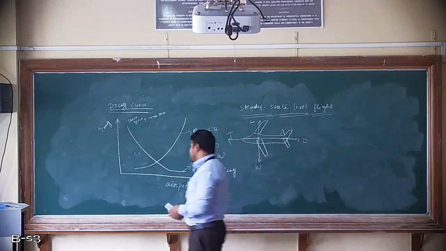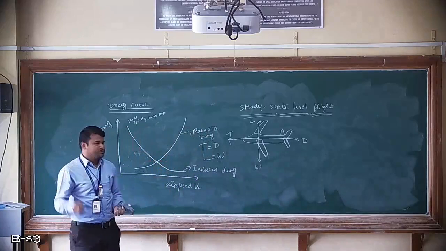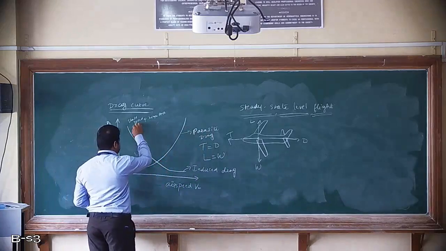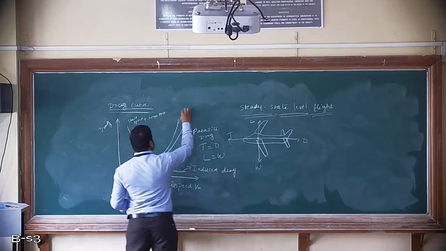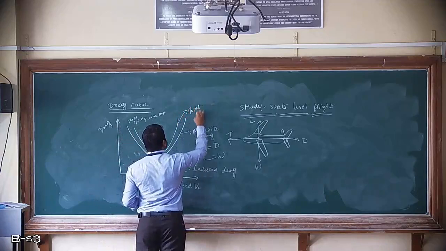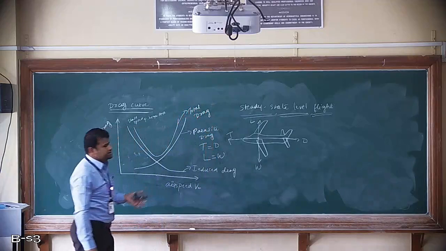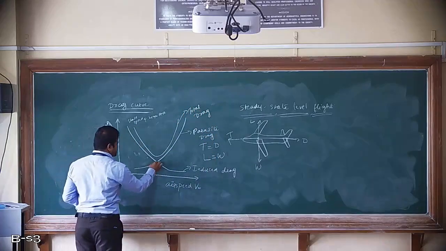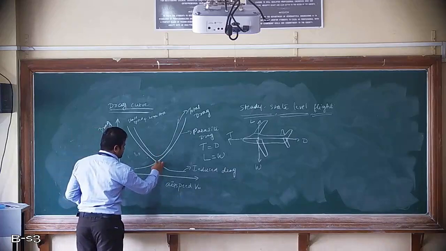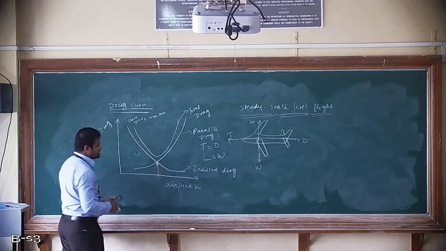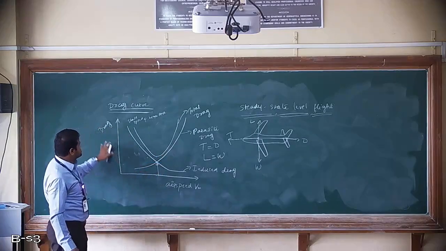So now by superimposing these two curves, we can draw the total drag curve, like this. This is called total drag. By combining those two, we can get it. Where this point is, this is a very good point where we can maintain our steady level flight easily. So this is about the drag curve.